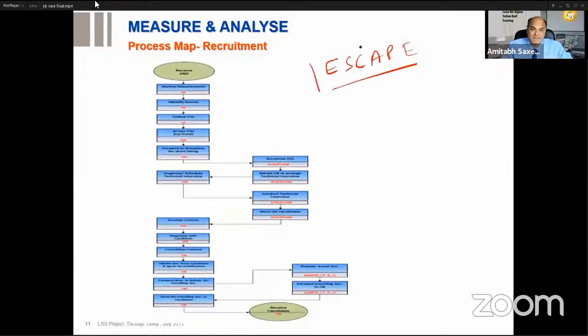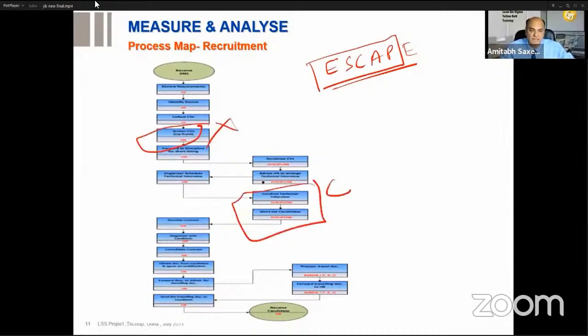So you can do the ESCAPE technique, and if you want to use E, because error proofing actually is a separate methodology, I don't include that there. So can I eliminate the step? Yeah, of course. Can I combine these steps? Yes. Can I automate these 4 steps? Yeah, nowadays so much automation is available.